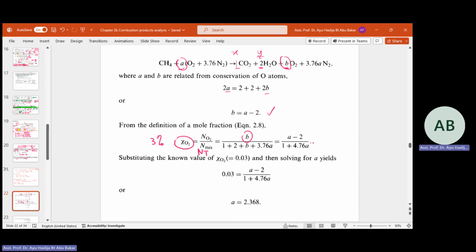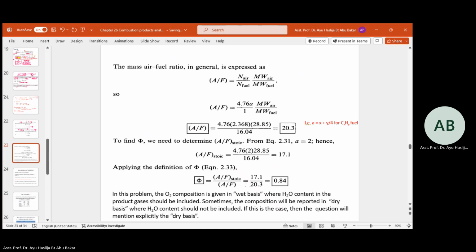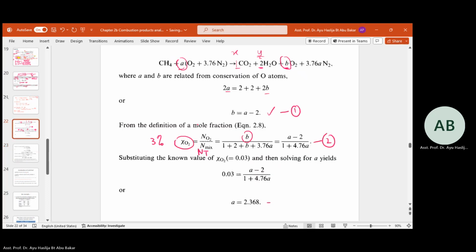We have two unknowns, B and A. So we get another equation. Equation 2, and this one is equation 1. Okay, then substituting both equations, you are going to get A as 2.368. Can you relate? So this is the A actual. How do we know it is A actual? How do we categorize this A, whether it is A stoic or A actual?